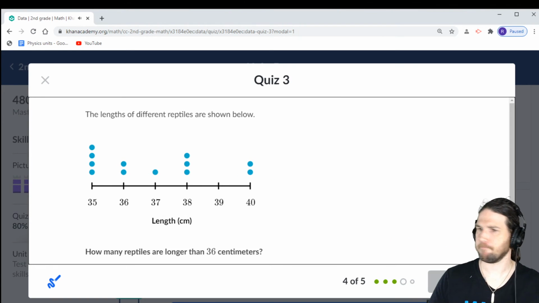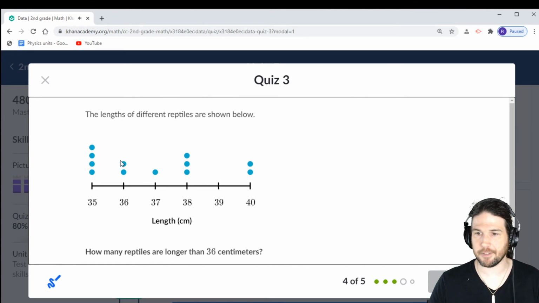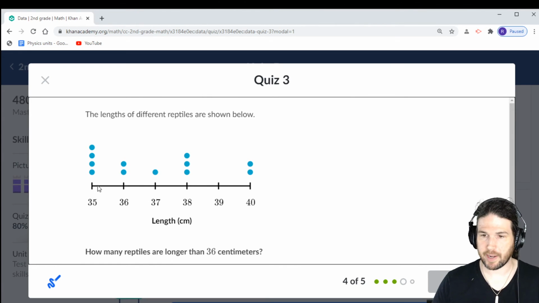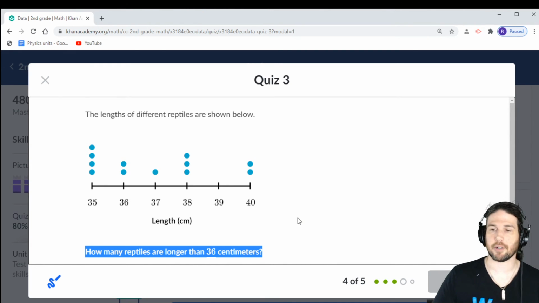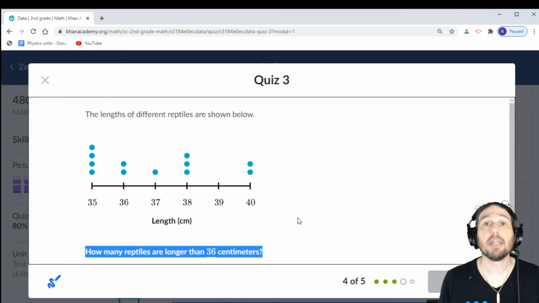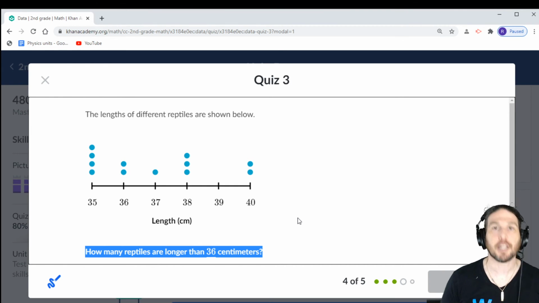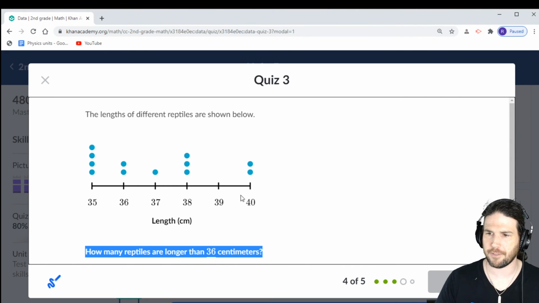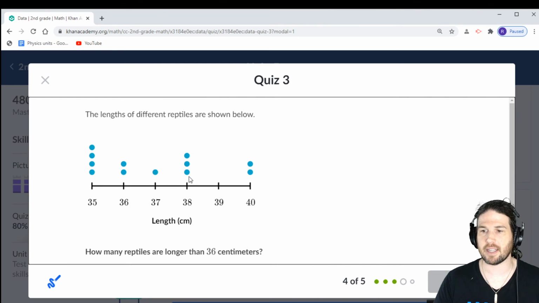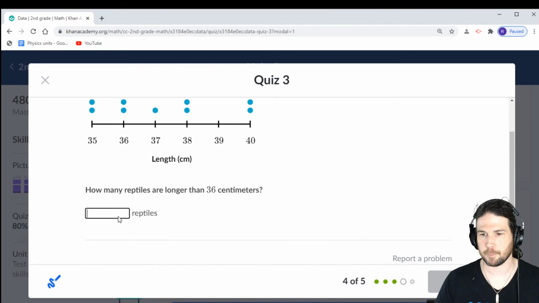Moving on. Here we have different reptiles, ranging from 35 to 40 centimeters. How many reptiles are longer than 36 centimeters? Again, that word longer means that 36 by itself does not count. We will not count these two that are 36. We only want reptiles that are longer than 36. And I see 1, 2, 3, 4, 5, 6 of them that are 37, 38, or 40.